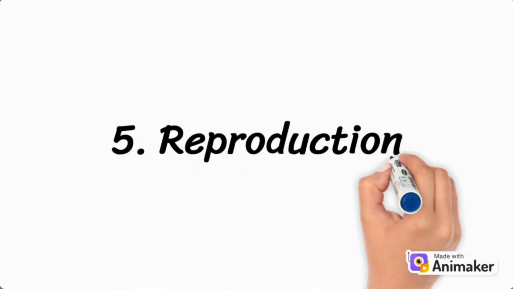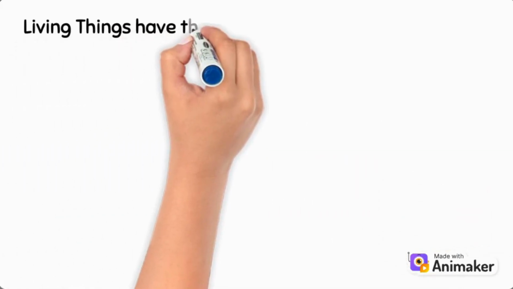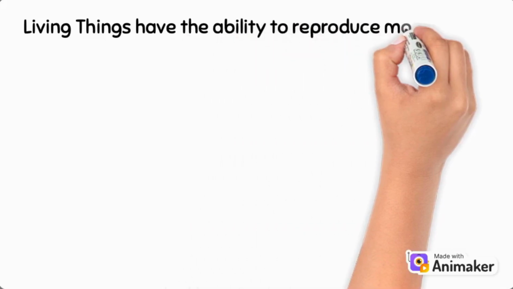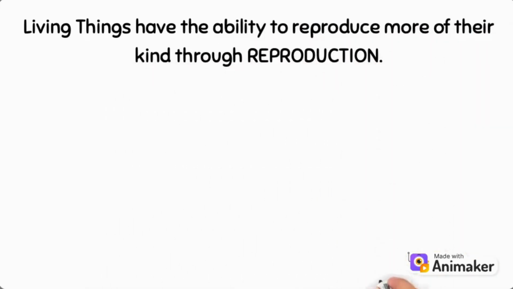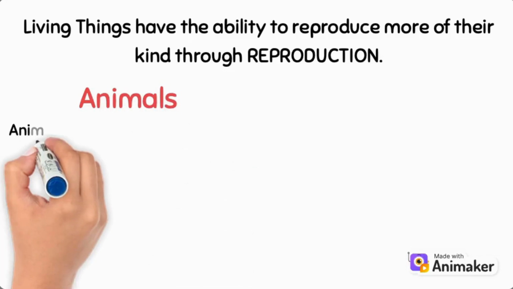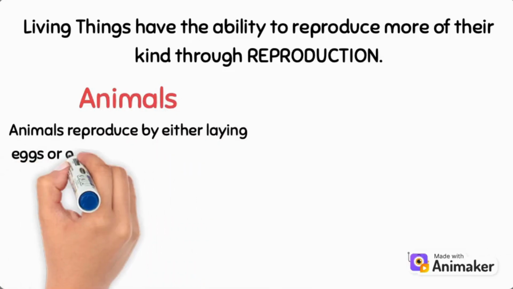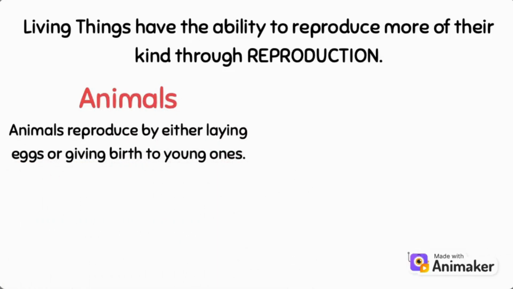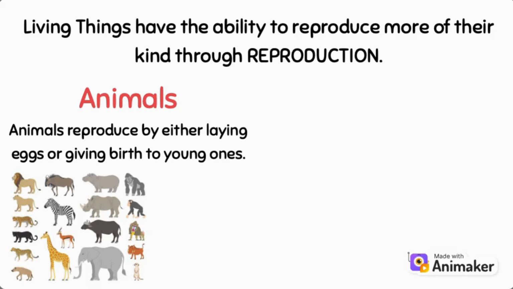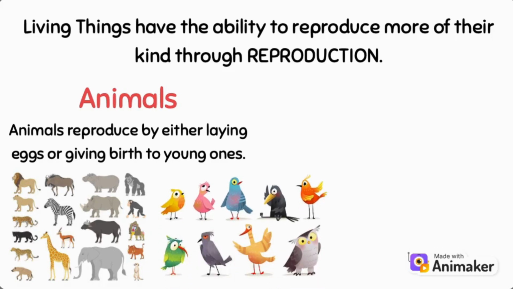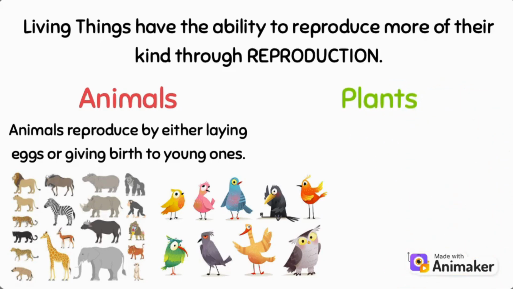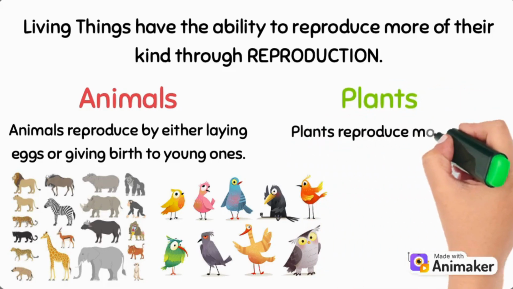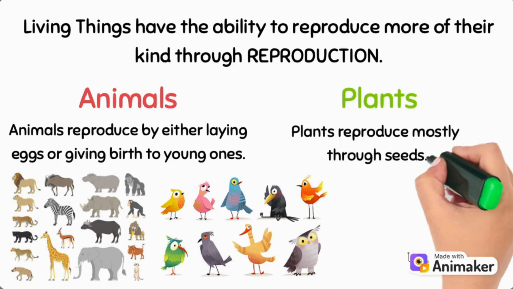Reproduction. Living things have the ability to reproduce more of their kind through reproduction. Animals reproduce by either laying eggs or giving birth to young ones. Mammals give birth to young ones, whereas birds lay eggs. Plants reproduce mostly through seeds.